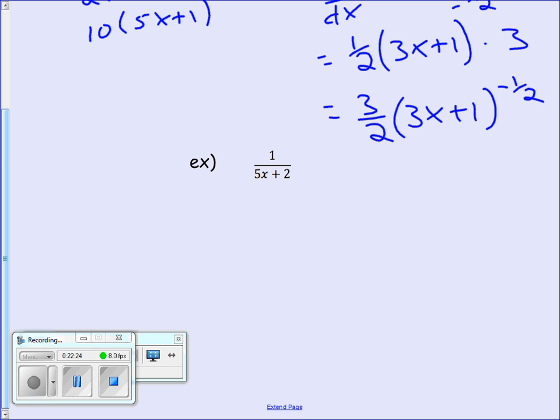Okay. What am I going to do with this, Jane? What are your thoughts on 1 over 5x plus 2? Flip it to 5x plus 2 to the negative 1. Yeah, good. Write it with an exponent. Good job. Is that it? No, I haven't even taken the derivative yet. Now I can take the derivative.